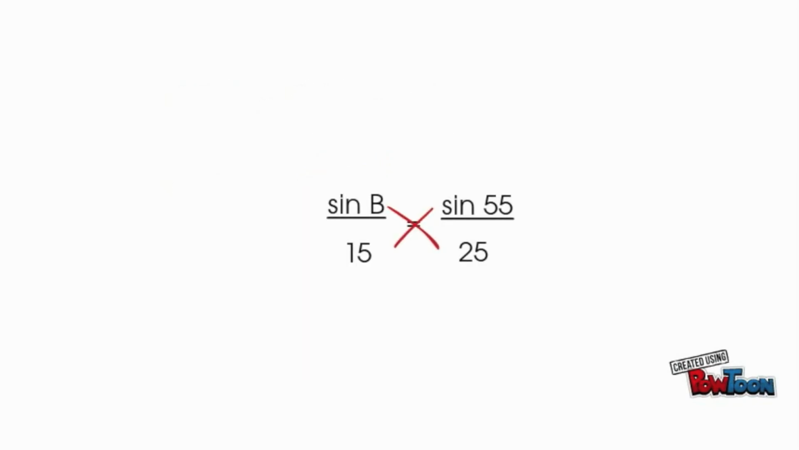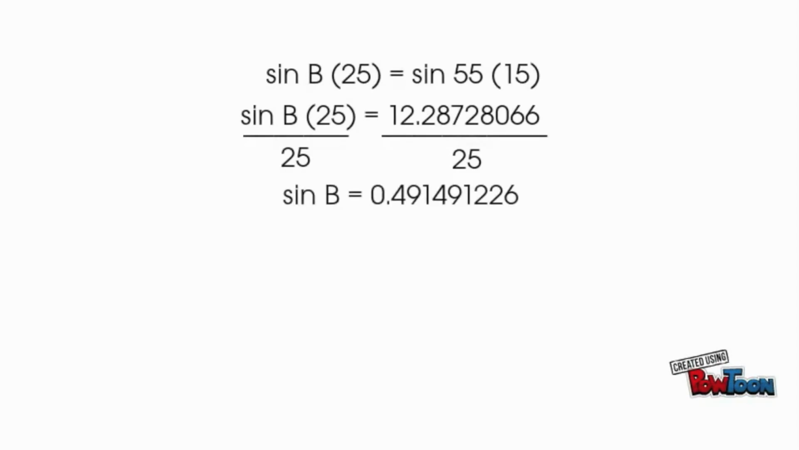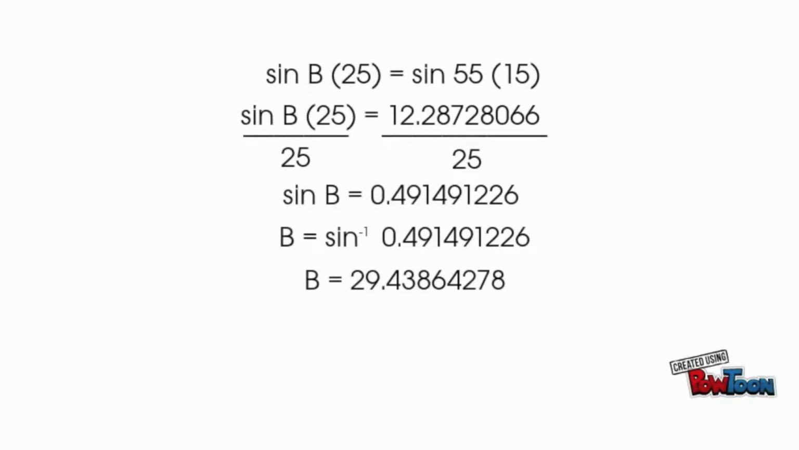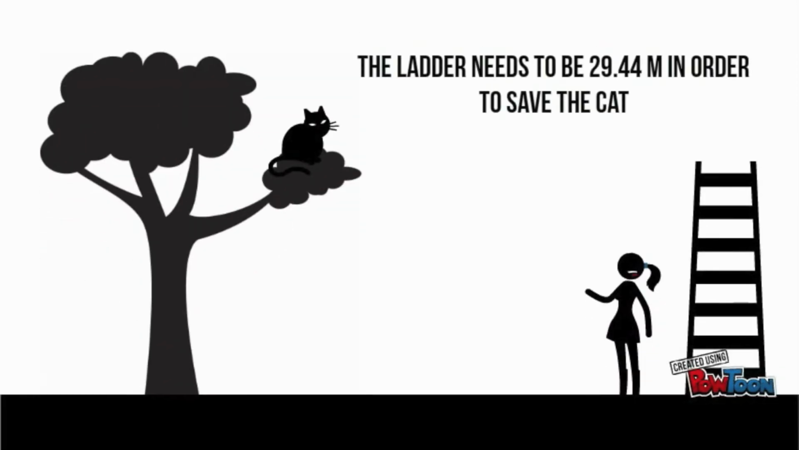Now cross multiply both sides. Now to get angle B, transpose sine to the other side to get sine inverse. Your answer will be 29.44. The ladder needs to be 29.44 meters in order to save the cat. Hooray! You saved the cat!